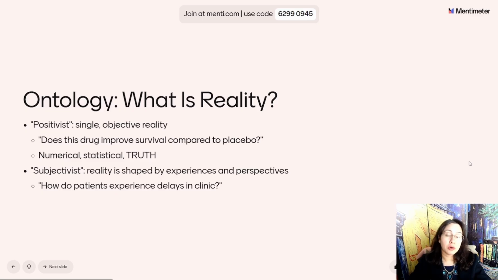If we consider the phenomenon of delays in clinic as well, we can understand how physicians or nurses or receptionists experience delays in clinic is going to be very different from patients. And it doesn't mean that one way is right or wrong. It simply means that we all have different experiences and perspectives which shape our version of reality. And these are the questions and these are the phenomena that qualitative research is trying to get to.